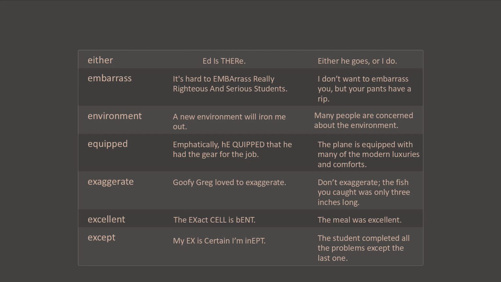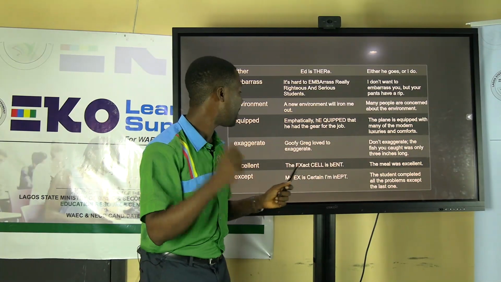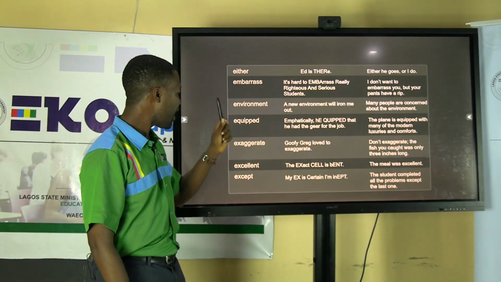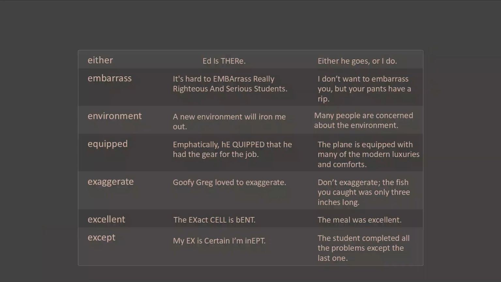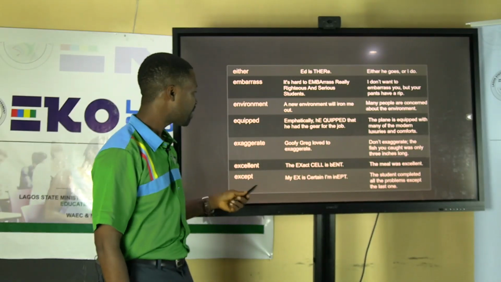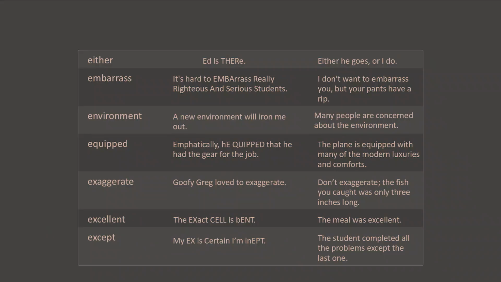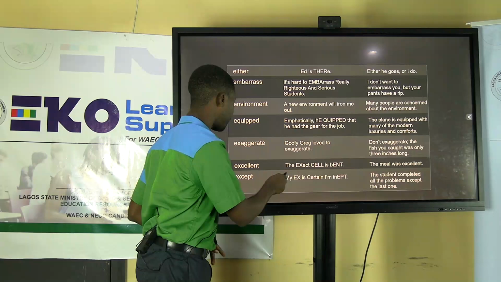We have the word excellent. Excellent is spelled with two L's, L-L, and not one L. I've seen students spell excellent with one L. It is two L's. The exact cell is bent. Yes, this is a tip if you want to learn how to spell it well. The meal was excellent. The next one, accept. My ex is certain I am inept. This is a spelling tip. The students completed all the problems except the last one.